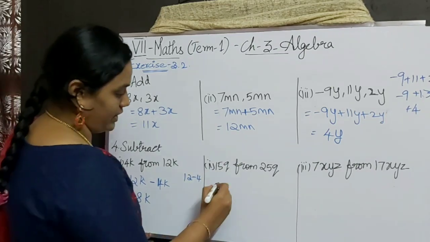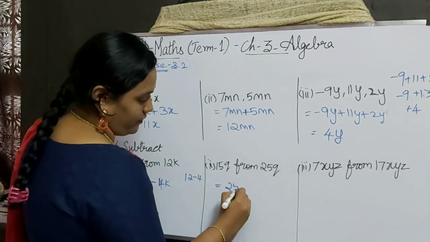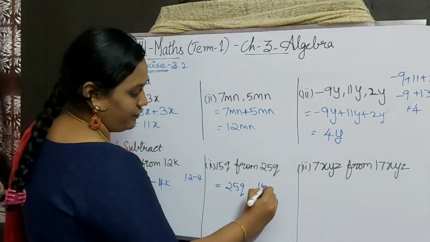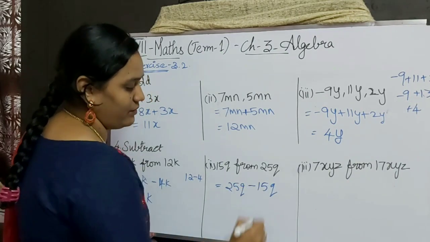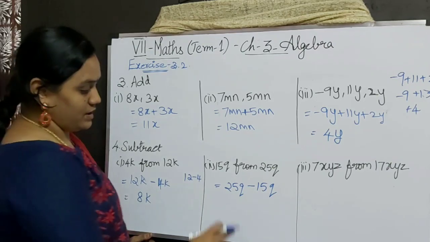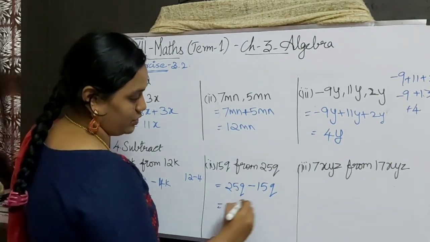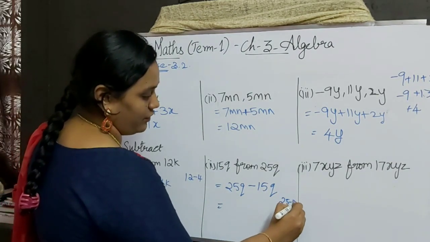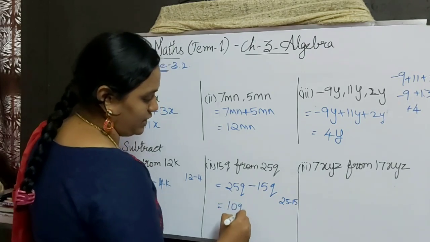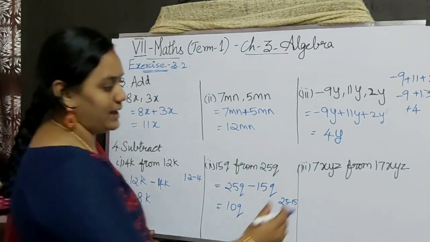Okay. Now here also 25q we have to write first, 15q we have to write next. In between we have to put 1 minus. So 25 minus 15. 25 minus 15 is 10. So 10q.